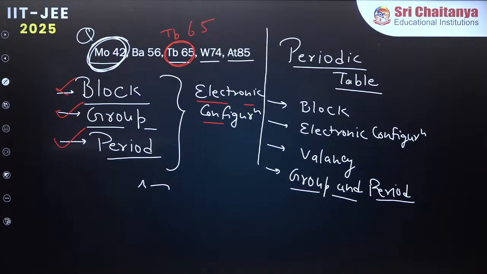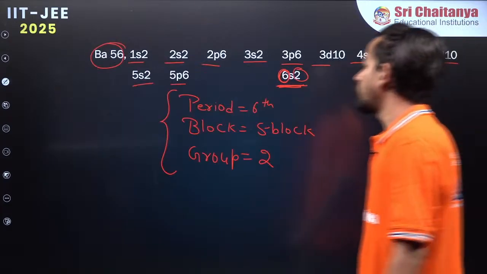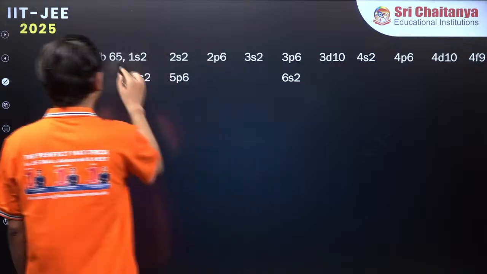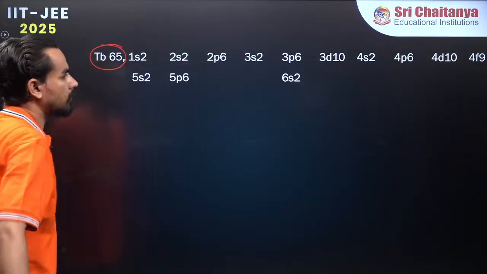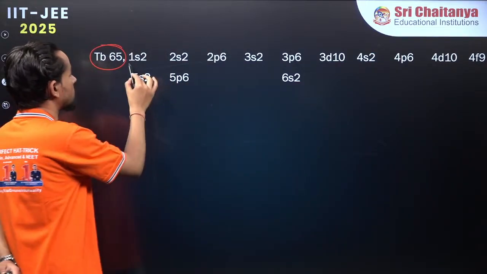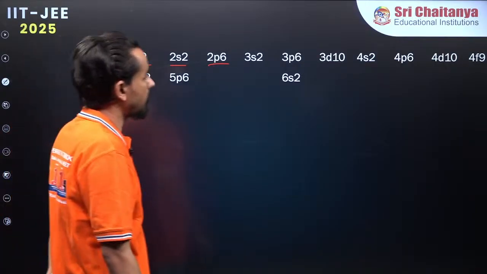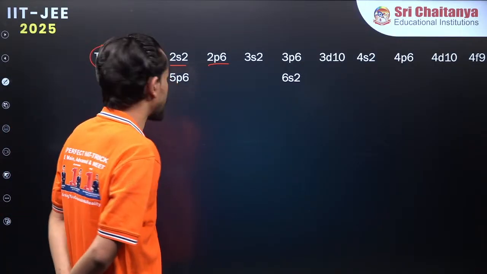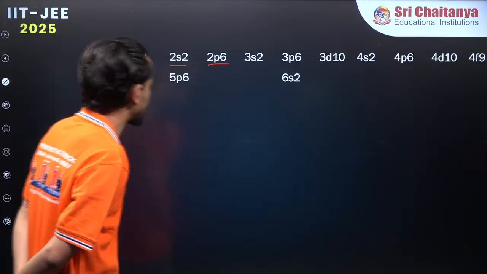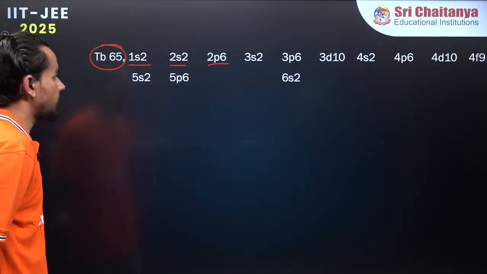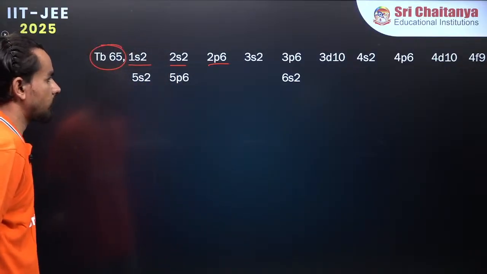Third group, sixth period. Very good. Okay, let's move to TB65. Check whether this configuration is correct or not. 1s2, 2s2, 2p6, 3s2, 3p6, 4s2, 3d10, 4p6, then 5s2, then 4d10, then 5p6, then 4f9, 6s2.